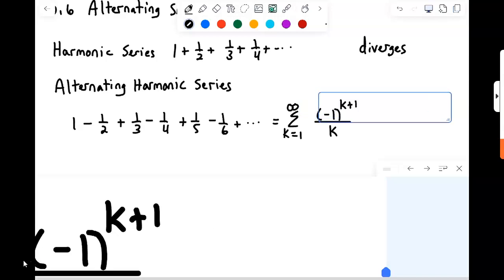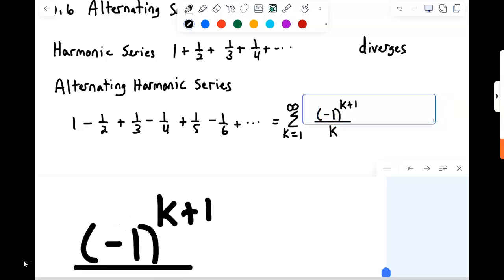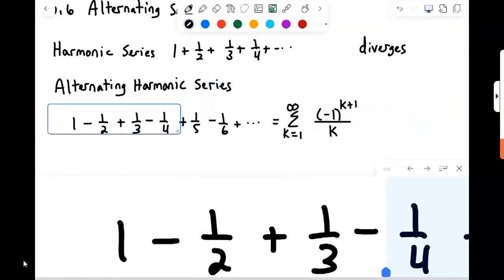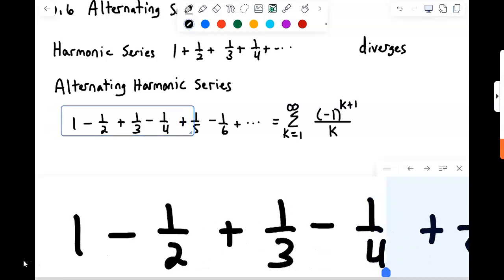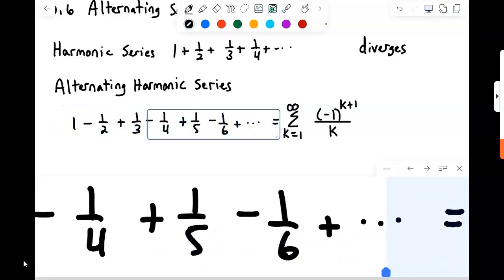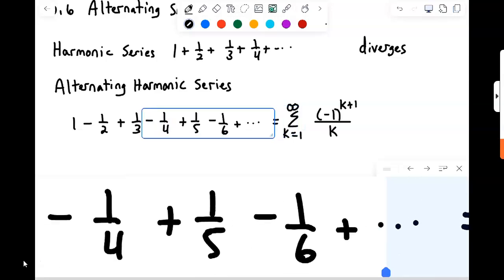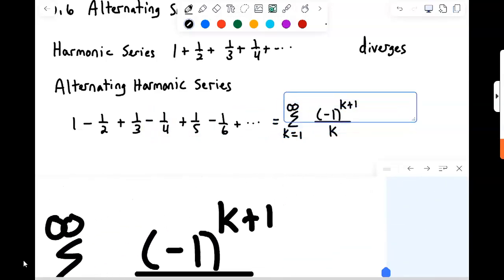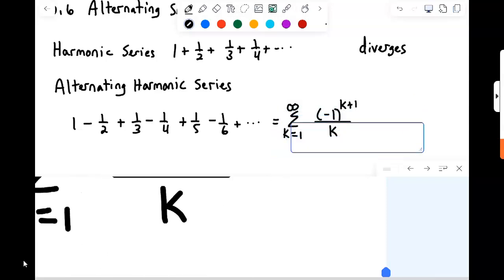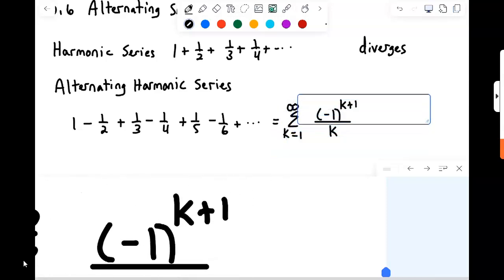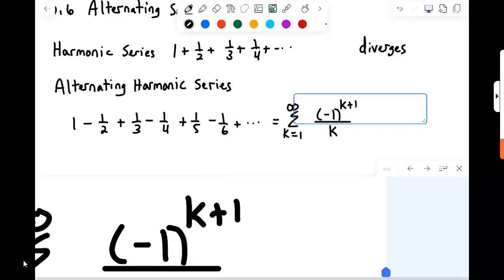It generates an alternating series. So in this case, since we're using k plus 1, that means the odd terms in my sequence will always have a positive sign. The even terms will always have a negative sign. If we did it the other way, minus 1 to the k, then the even terms would get a plus sign and the odd terms would get a negative sign in front of them. That's what that minus 1 to the k plus 1 and minus 1 to the k does.